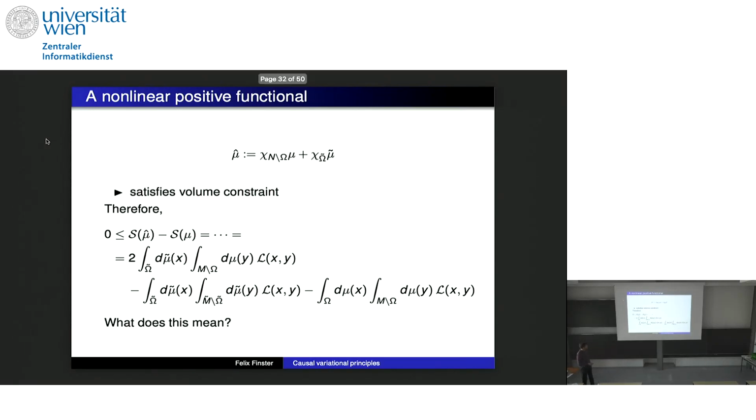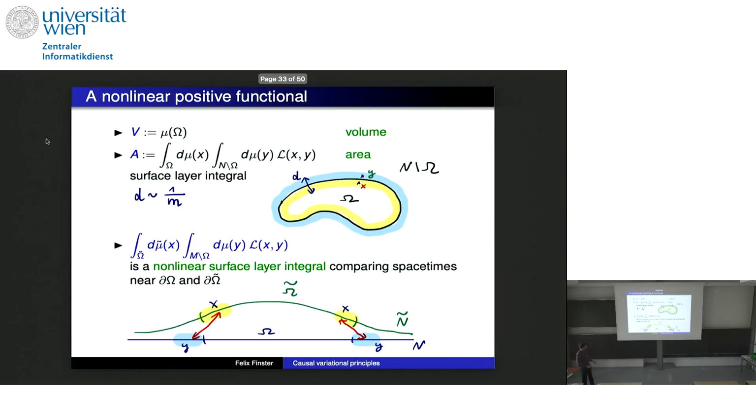And in fact, it has a simple geometric interpretation. Let me explain this. Well, first of all, the volume of omega denoted by V, and similarly with tildes, tilde always is the interacting spacetime. So we have volume, of course. And now let's consider this double integral here. So as I said, one integral is inside, the other integral is outside. So here's like a picture. So x is inside, y is outside.